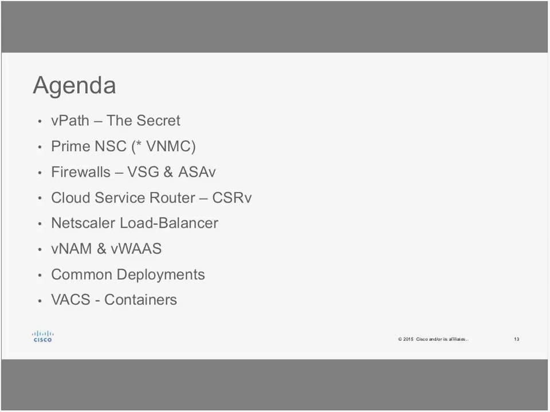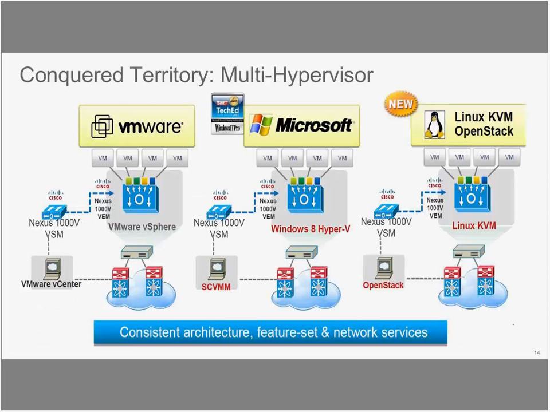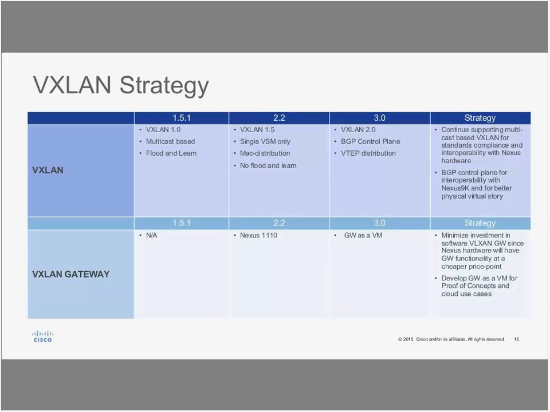First, I will review what we did, a quick refresher from last week. We talked about Nexus 1000V, how it has conquered all the hypervisors in the market: VMware, Hyper-V, and Linux KVM for OpenStack. The deployment strategy is the same, and it provides layer 2 to layer 3 services just by itself by syncing with the virtual managers such as vCenter, SCVMM, and the OpenStack controller. We also discussed the VXLAN strategy, how it has evolved from version 1.5 to version 3.0, and now we provide the VXLAN gateway as a virtual machine.